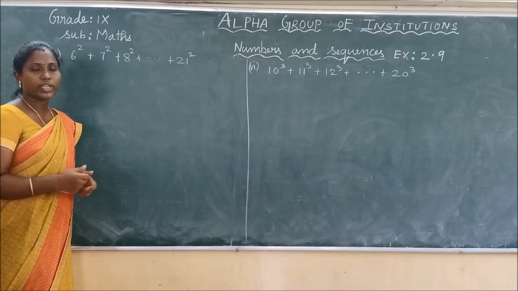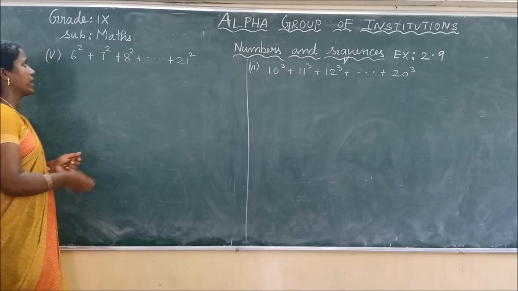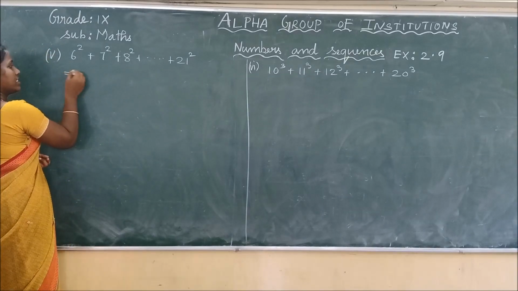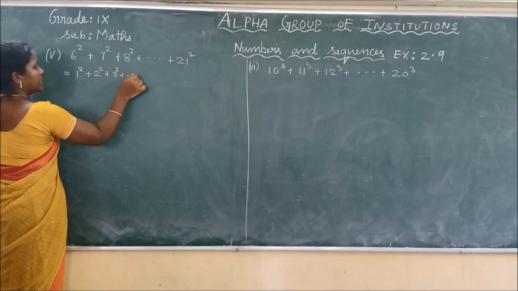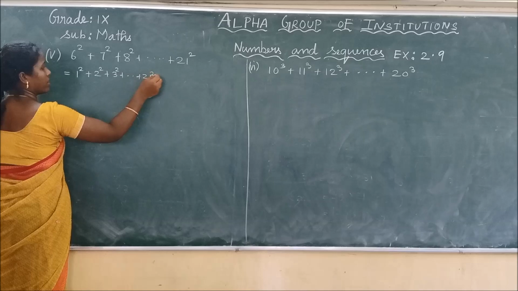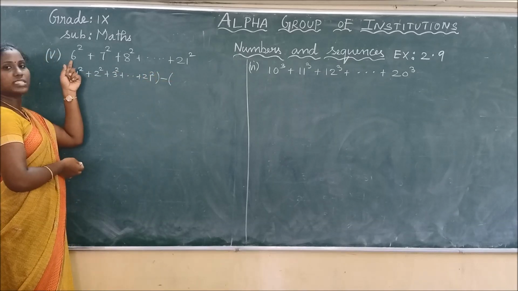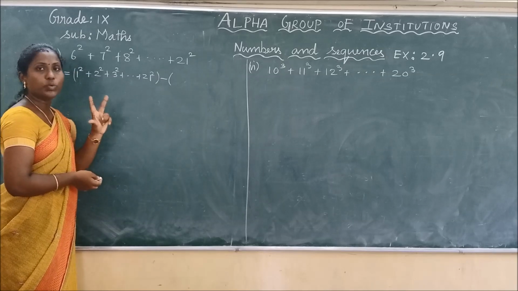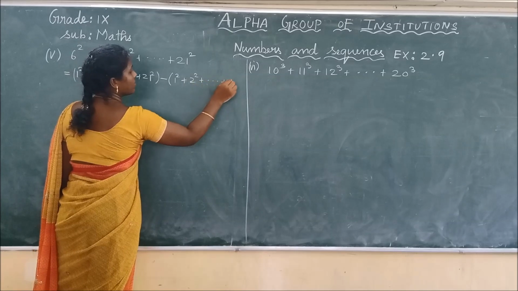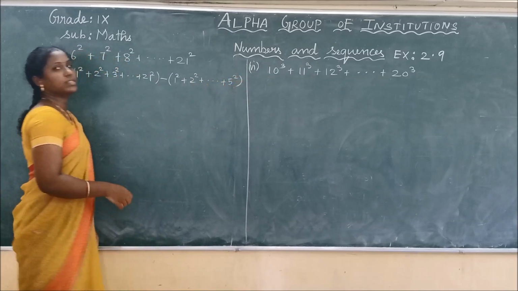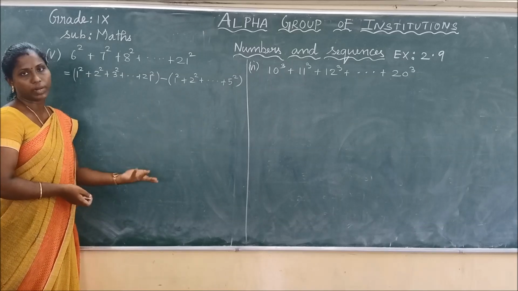So what is the change we can do here? In the previous problem I explained, it starts in the middle. How can we rewrite the series? We can rewrite the series as 1 square plus 2 square plus 3 square plus etc. plus 21 square, minus up to what? Here it starts from 6, so we have to subtract up to 5: 1 square plus 2 square plus etc. plus 5 square. Now it will give you the correct answer because 1 to 21 minus 1 to 5 is subtracted.